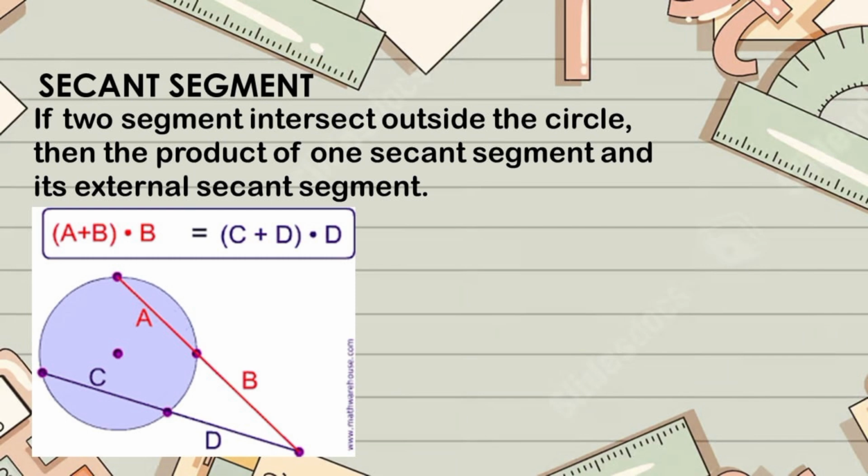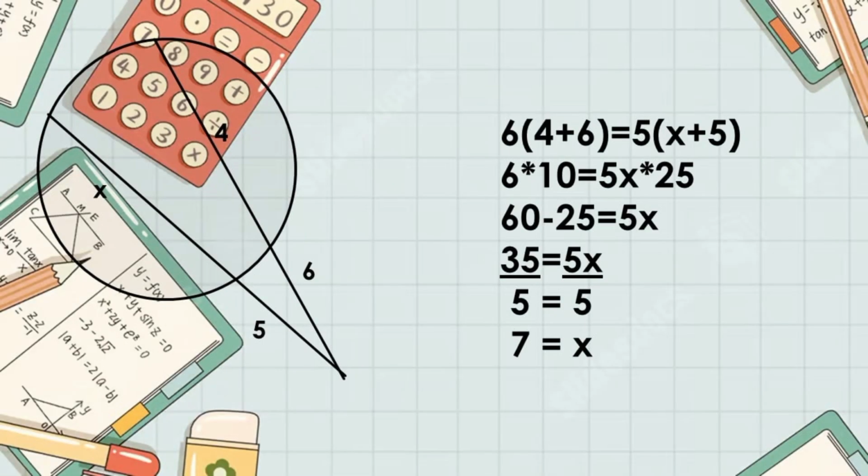So let's find out how to solve that equation. 6 times (4 plus 6) equals 5 times (x plus 5). So where do you find the 6? The outside of the parentheses. If you see the circle, the 6 is on the outside. So it is 6 times 10, because 4 plus 6 equals 10, equals 5 times (x plus 5).